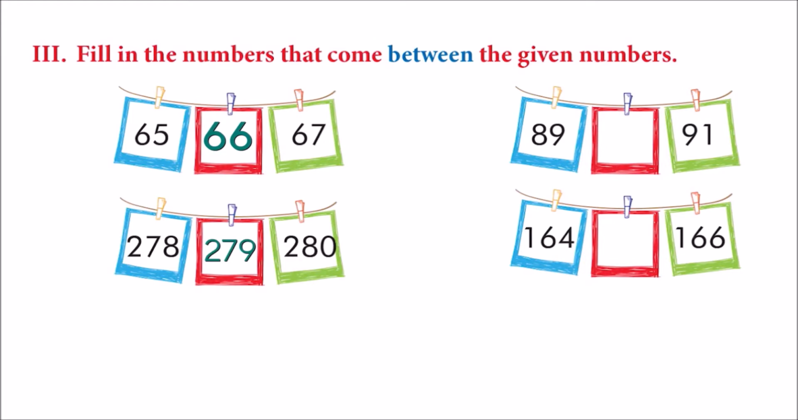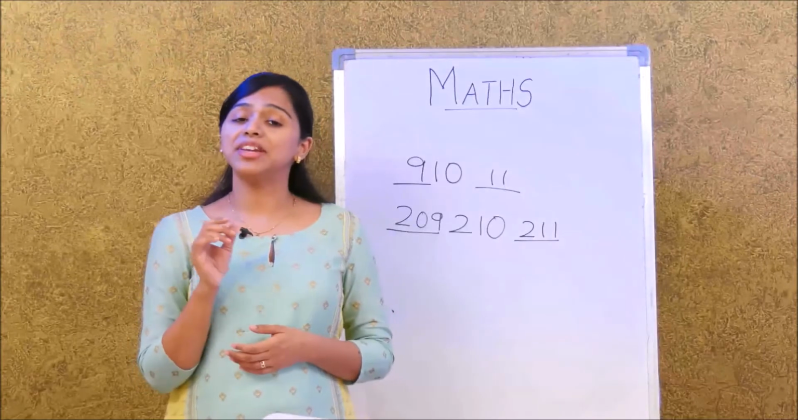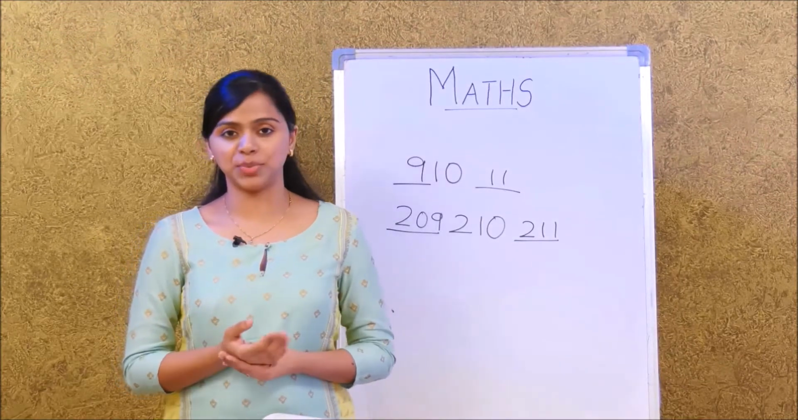Let's try another one. 89. What comes after 89 and before 91? It is 90. Very good. And then we have 164. What comes after 164 and before 166? It is 165. Very good.